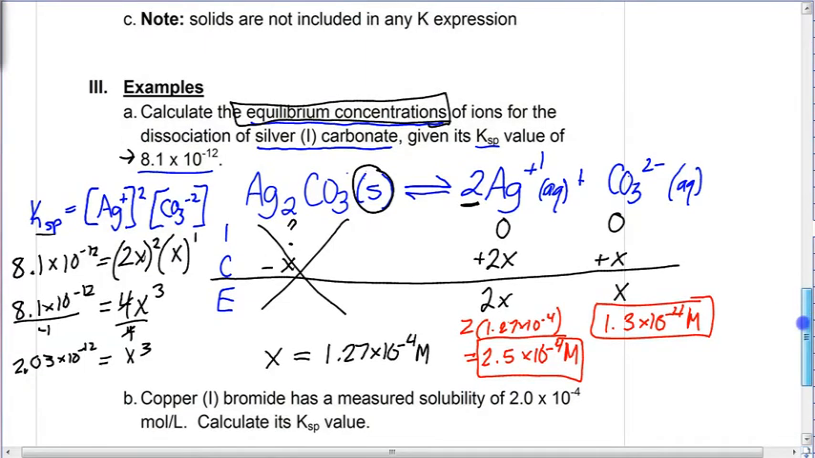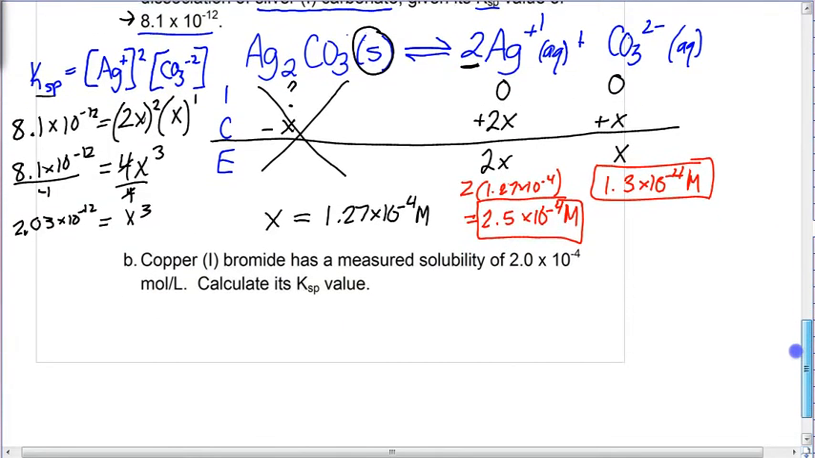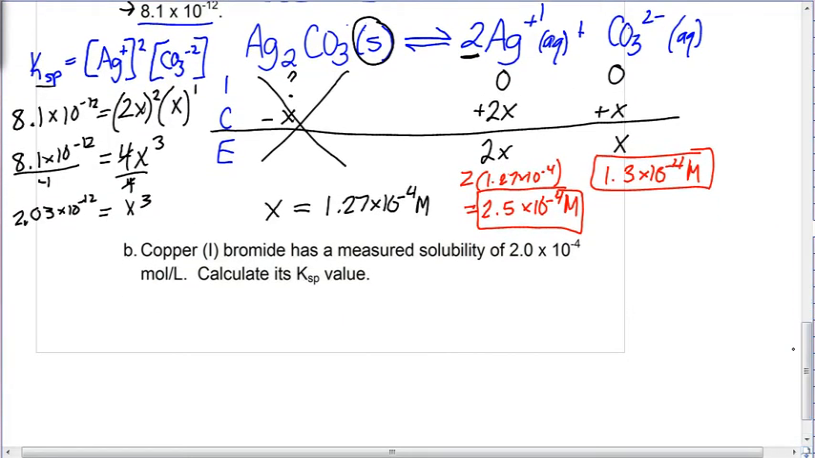Okay, we have one more kind of problem that I could ask you to do, and that would be like this. Copper 1 bromide has a measured solubility, ooh, that term should ring a bell from earlier in your notes, of 2 times 10 to the negative 4th moles per liter, or molarity. Calculate its KSP value. So this is like the problems where we had to find the value of KEQ, still using an ice chart. So again, we're going to start the same way.